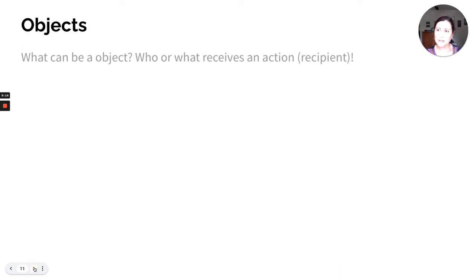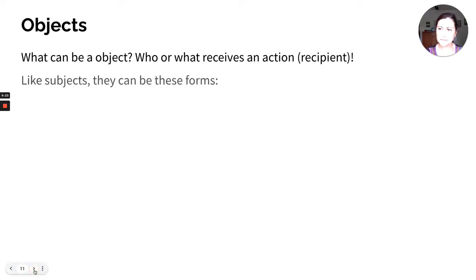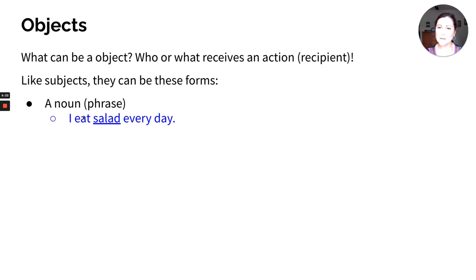After verbs, you can have an object. And an object is who or what receives an action. Sometimes we call it the recipient. And like subjects, they can be noun phrases or a noun. I eat salad every day. So what do I eat? Salad. It's the thing receiving this action of eating. I is the subject, it's like the doer. Eating is the action, and then after the verb, it's like what's being eaten.